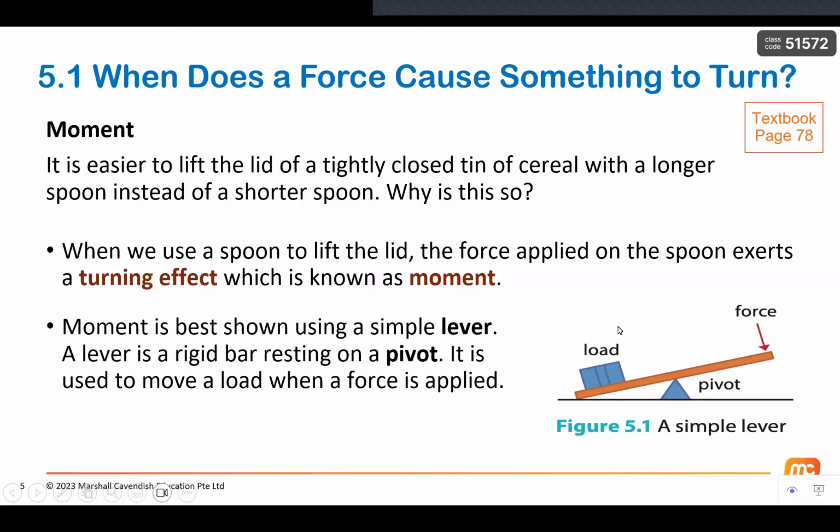So moments is best shown using a simple lever. And in a simple lever over here, this is the diagram of a simple lever. You have it resting on a pivot. Pivot is like the fulcrum, is the point where the bar rotates about. Okay, and then it's often used to move a load when a force is applied.